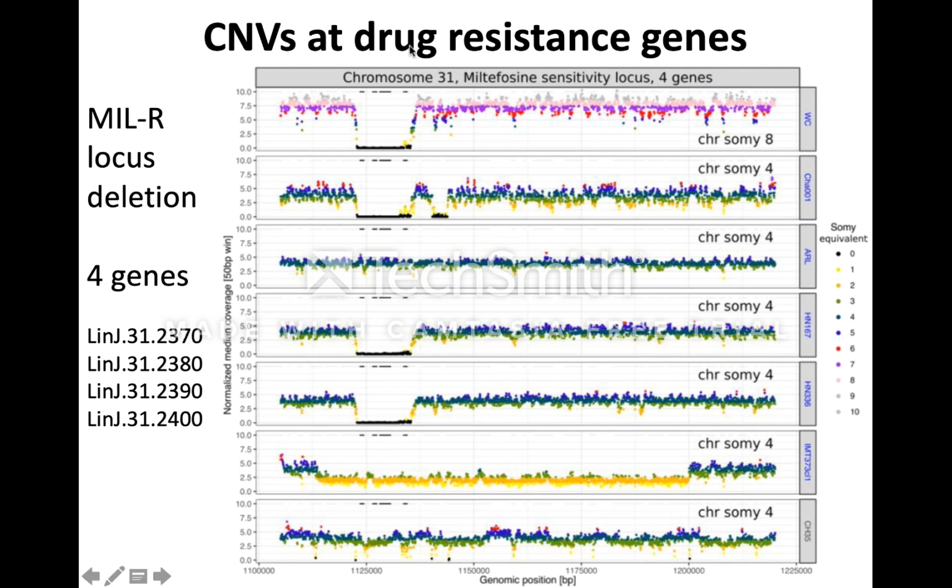We do know that there are CNVs associated with drug-resistance genes that are frequent, but may not be uniform. So here is an example on chromosome 31, the miltefosine sensitivity locus of 4 genes. We see a deletion in many samples, shown here for the samples in blue, and we see this segment has no reads mapping to this region. So we see no coverage there, no read coverage at these 4 genes here shown in black. And we see certain samples that do have this segment, like CH35 here. So genomic data can let us study CNVs at drug-resistance genes, and that's quite important for understanding molecular mechanisms of drug resistance.